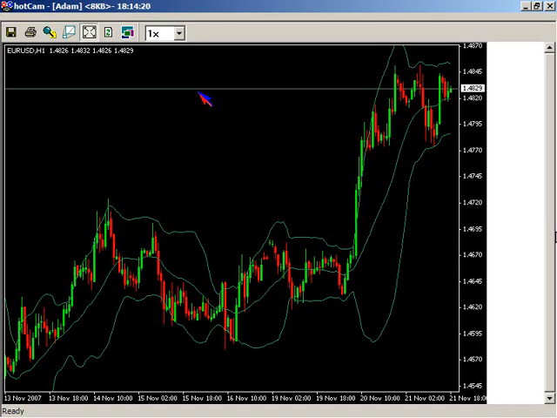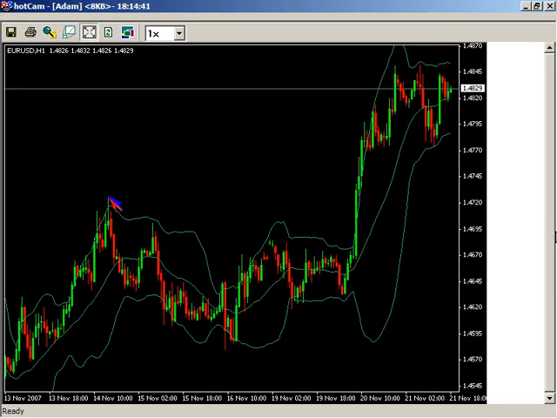We see here where I place my mouse, the market touched the upper Bollinger Band. Now, Bollinger Bands simply are the 20 simple moving average, which is that center line. That's all it is. A 20 simple moving average plotted 2 standard deviations above and below this moving average.